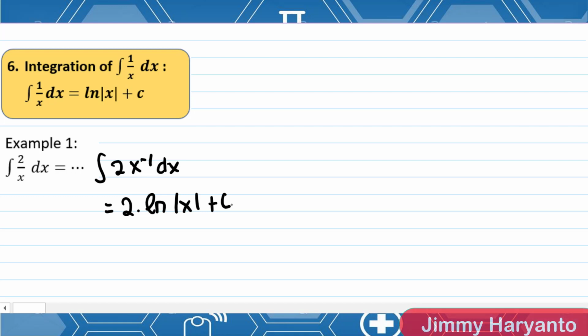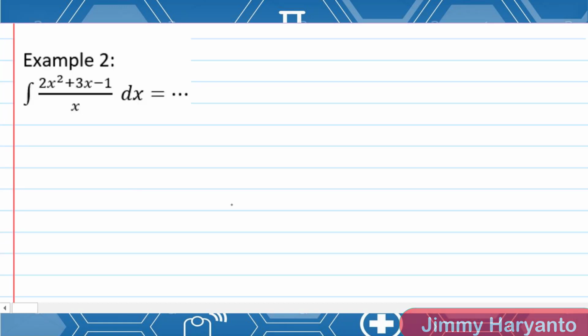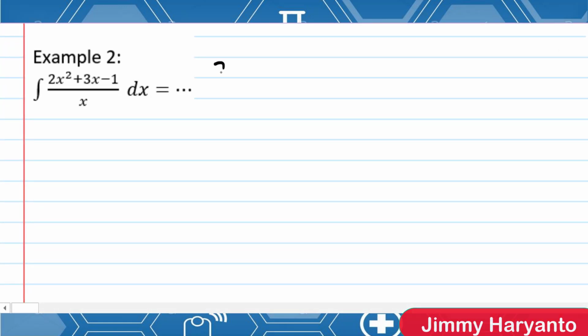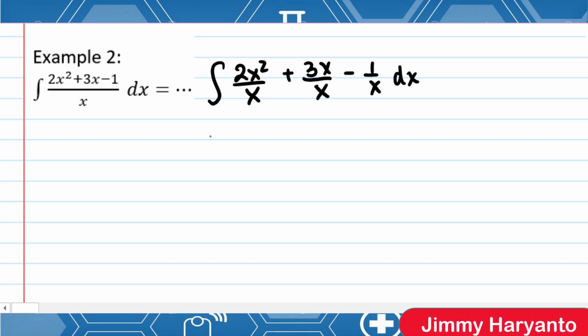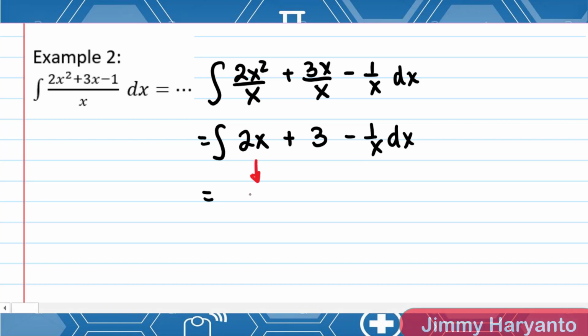After that, example 2. In example 2, we have this form. I can separate the denominator one by one: 3x over x, and then minus 1 over x, dx. After that, we can simplify the question into the integral of (2x + 3 - 1 over x) dx. Then we can integrate this one into 2x squared over 2 using the normal method.